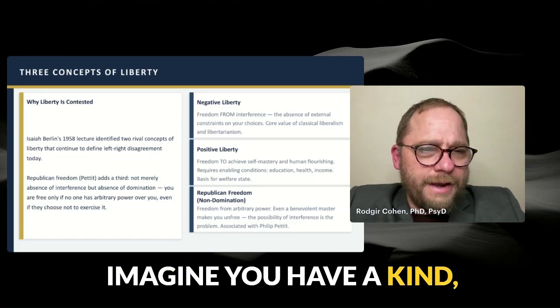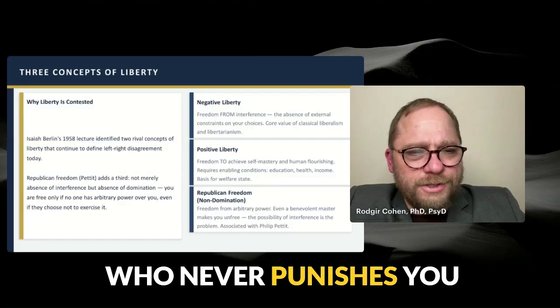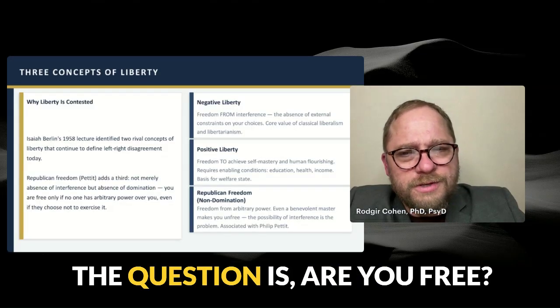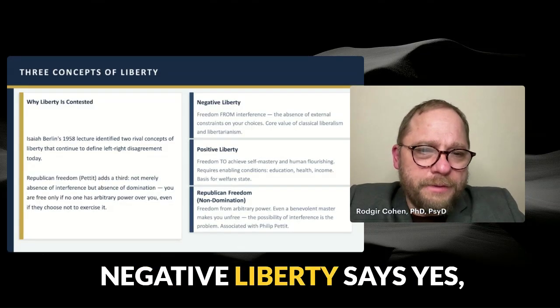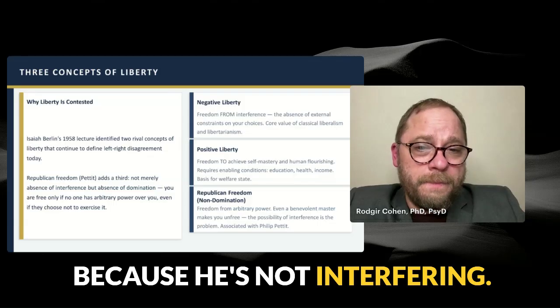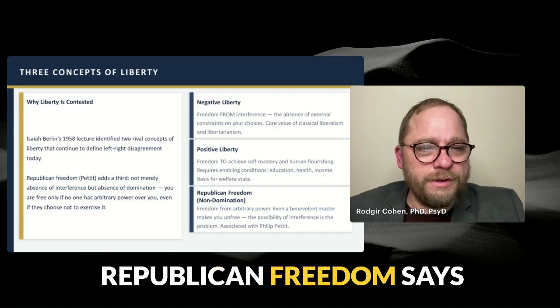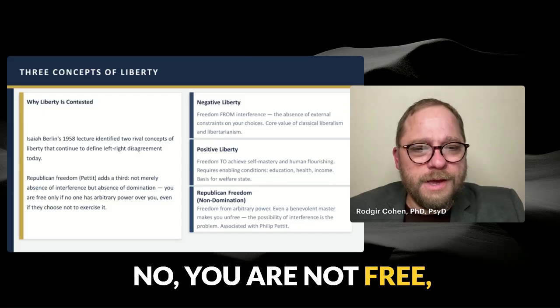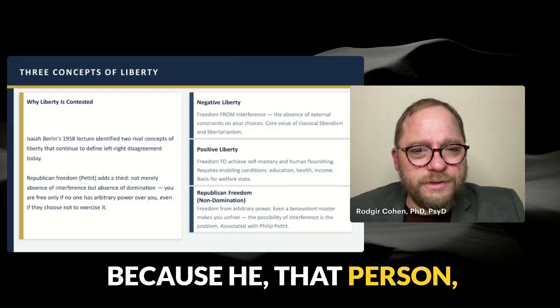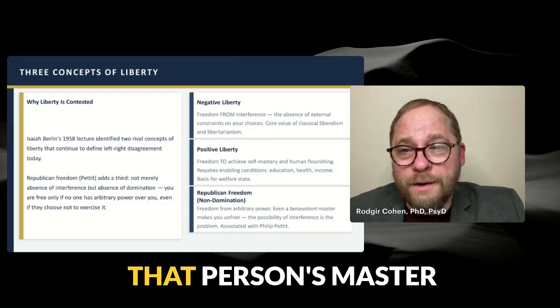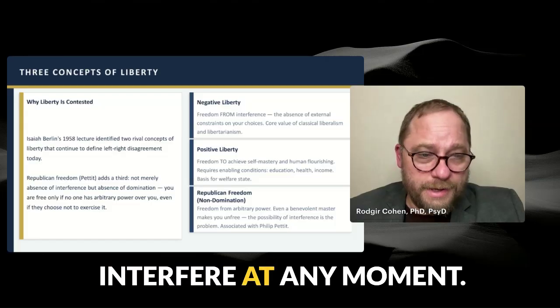Imagine you have a kind, benevolent master who never punishes you and treats you well. The question is, are you free? Negative liberty says yes, because he's not interfering. Positive liberty says maybe, if you have the resources to flourish. Republican freedom says no, you are not free, because that master could choose to interfere at any moment.